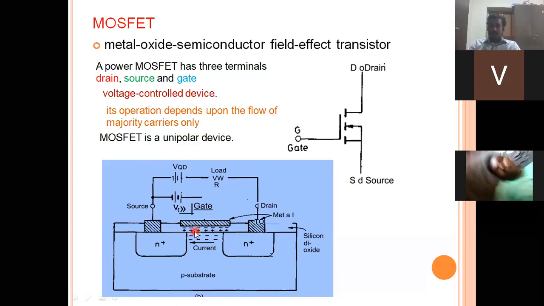Due to this positive charge, you are going to have the attraction of the negative charge, that is, the electrons are going to be attracted here. Once the electrons are attracted here from this P substrate, these junctions are going to break down, and you are going to have current conduction continuously. So whenever a gate signal is provided, the device starts conducting, and the current flows from this positive terminal to this drain, from this drain to source.